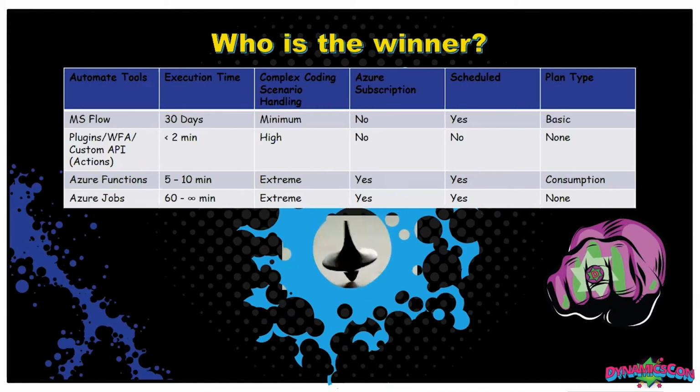For Azure jobs, I didn't see any sort of plan type. You just have to buy an Azure subscription, that's it. There are no subcategories of plan. But again, that's my thought. What do you guys think? Do you agree, do you disagree? If you have any questions, any comments, yes.